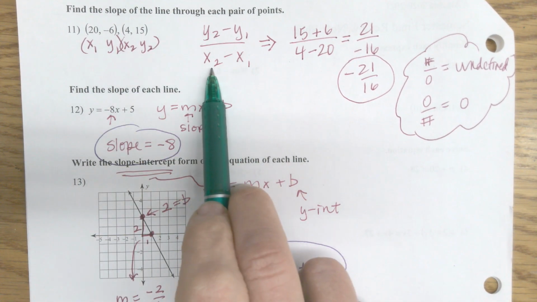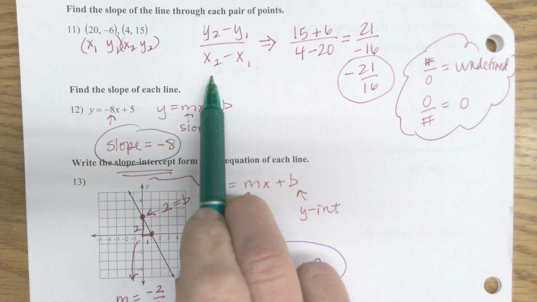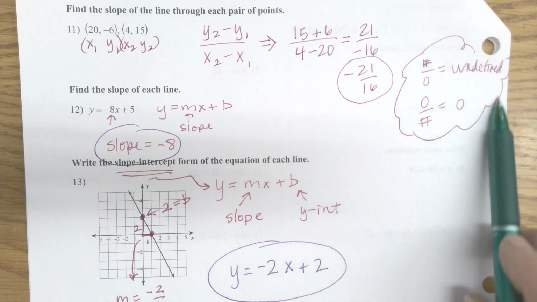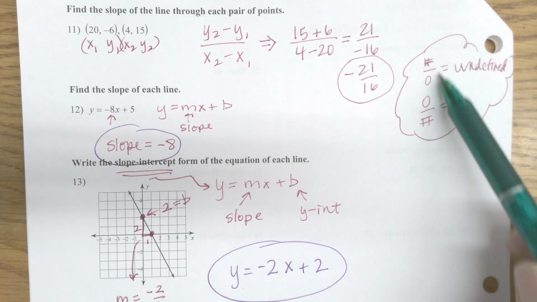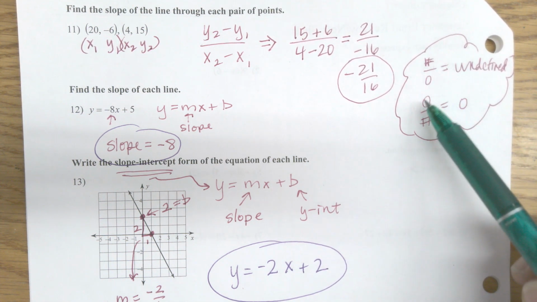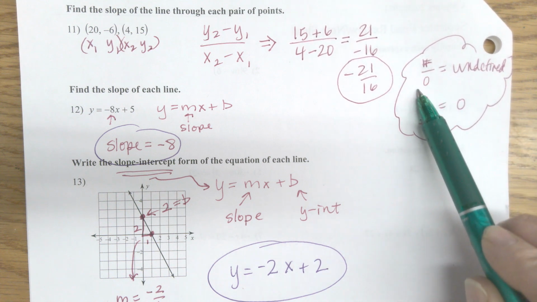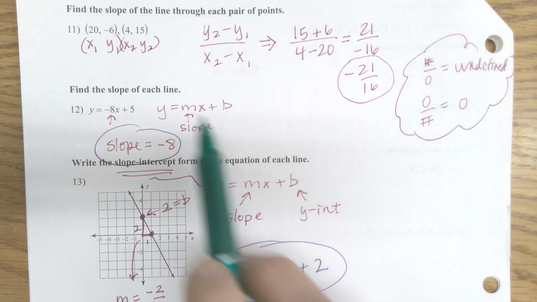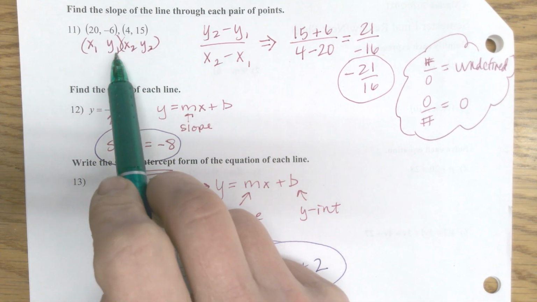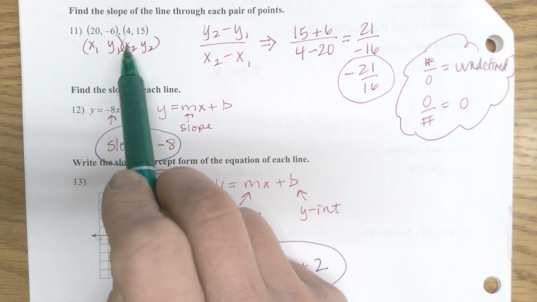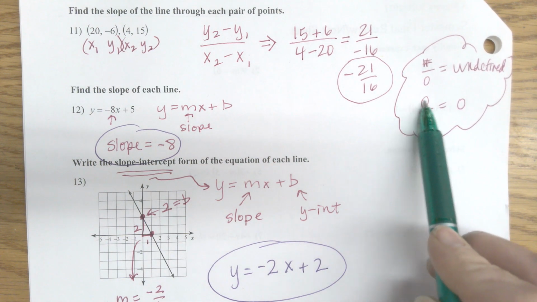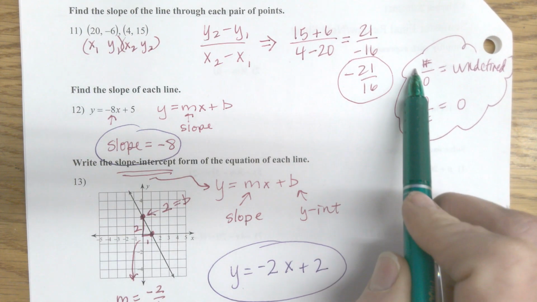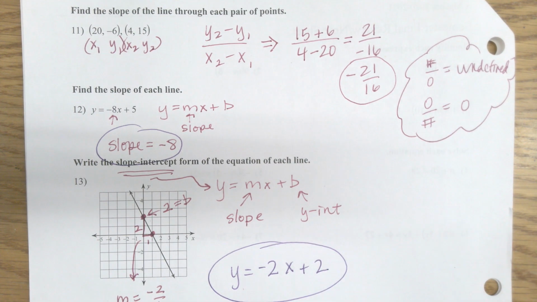So we did discuss slope, how you plug that in. We've got our couple of things that I talked about. I know we've done these already, but I just want to bring that up again. Undefined if you get 0 on the bottom, and 0 if you get 0 on the top. And keep in mind the y's go on the top, so if the y's are the same, then the top will be 0 and it's 0. If the x's are the same, then the bottom will be 0 and it's undefined. So watch out for those things.